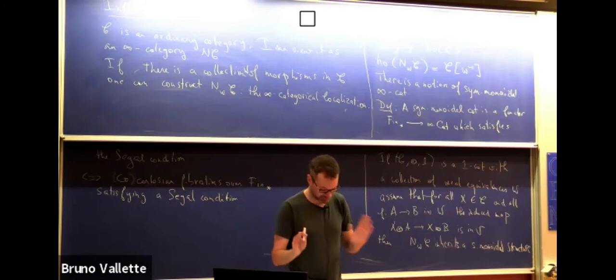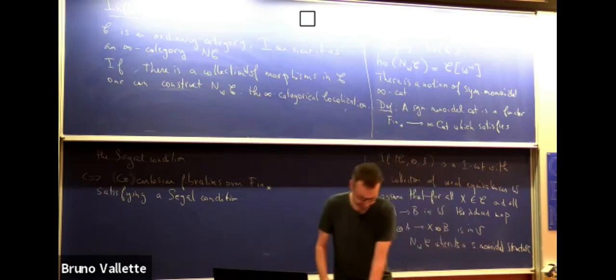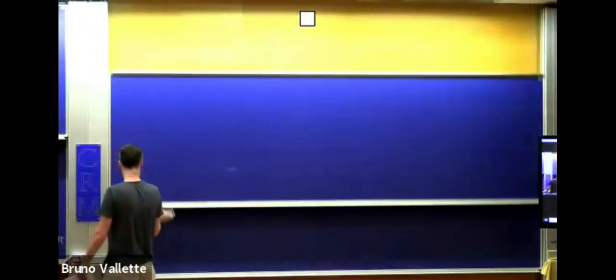So now I'm going to talk about something completely different, and then I'm going to explain how you can put these two ingredients together. Namely, now I'm going to talk about mixed Hodge structures. So this is much more classical mathematics.